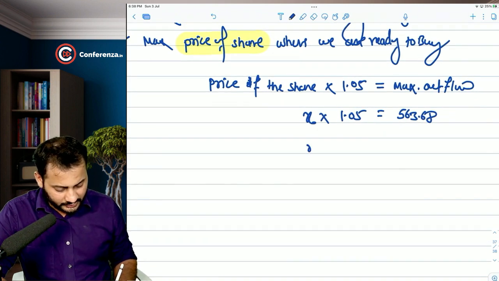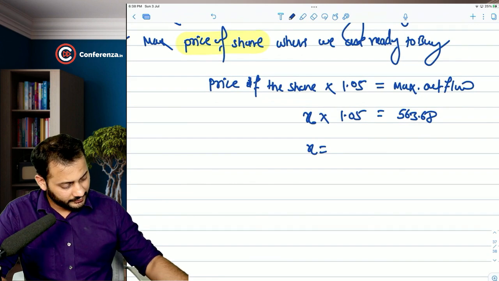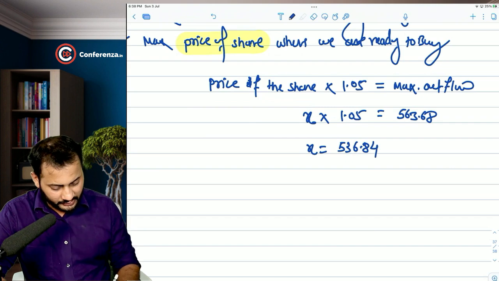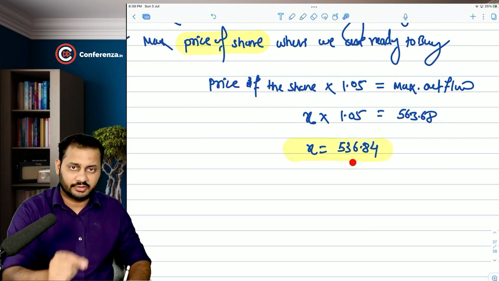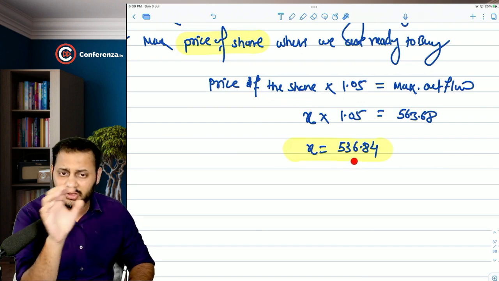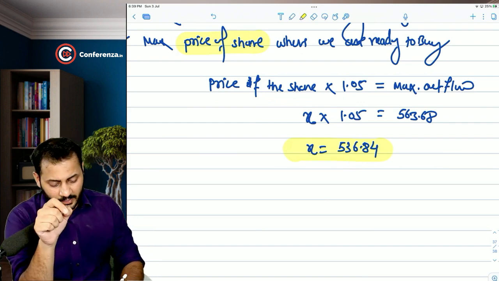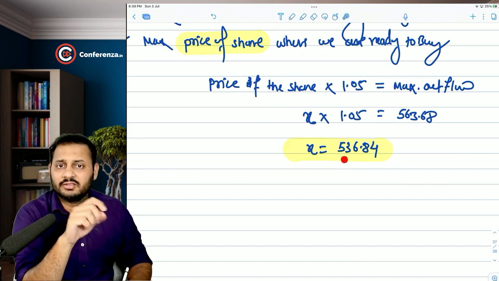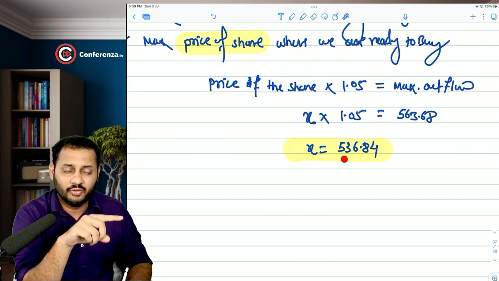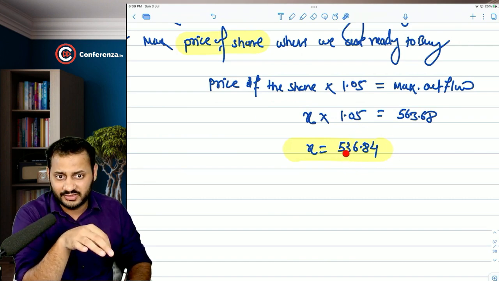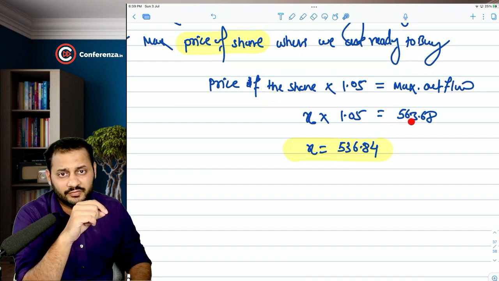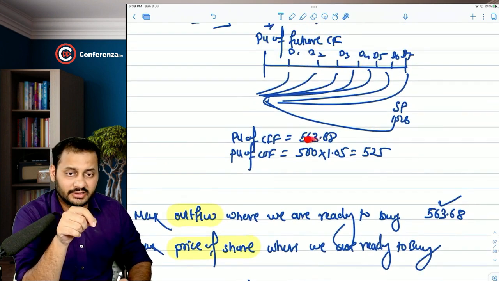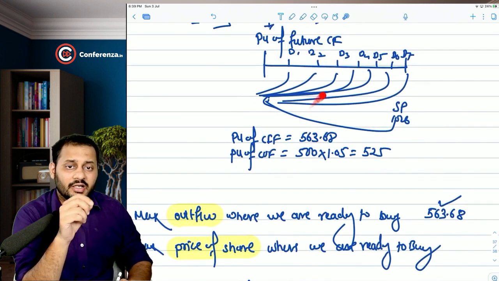This will give you an answer of X is equal to, and I will explain it, 536.84. This is the maximum price of the share, above which if the share price goes, you will not buy the share. Because understand, the moment the price reaches this level, you will have to pay 5% more on this amount, which will bring your total outflow to 563.68 to buy the share. And 563.68 is the only amount that you are getting after investing in this share.